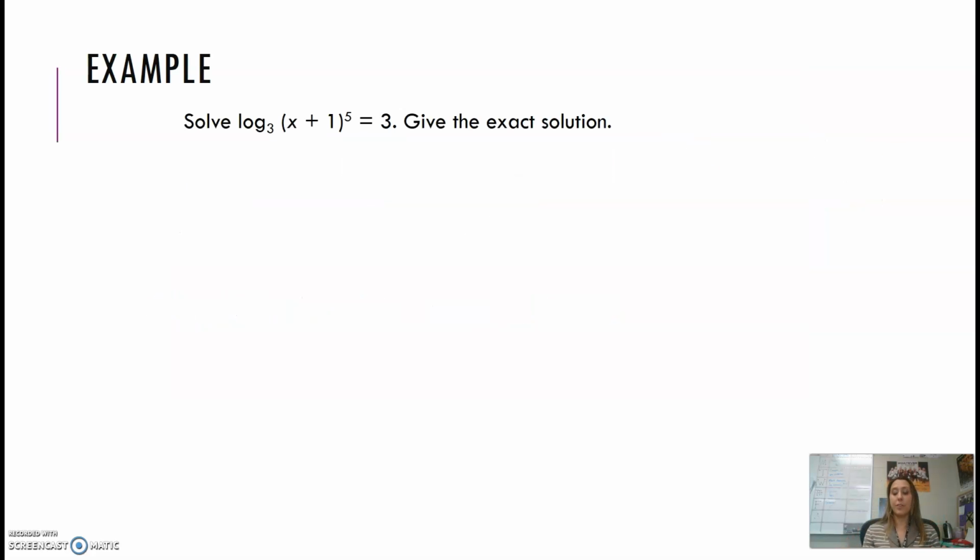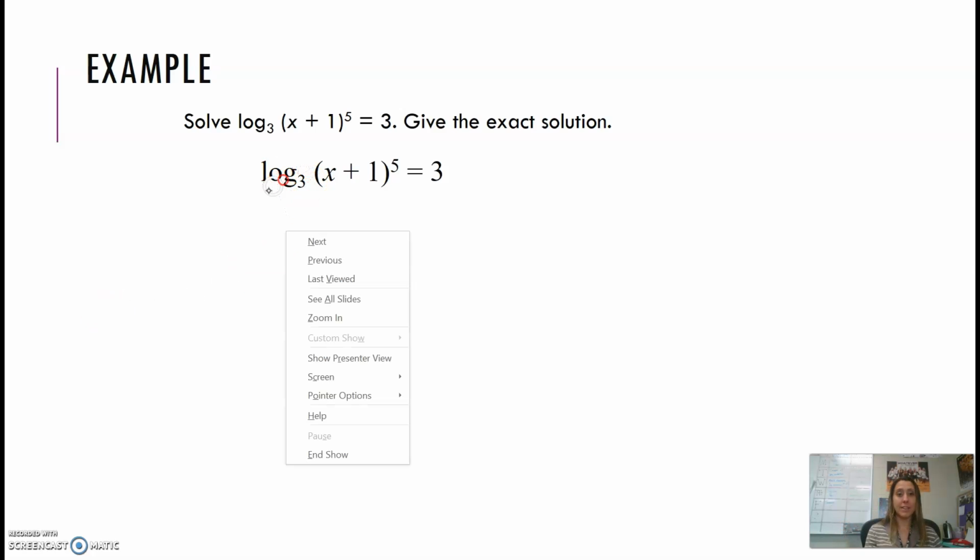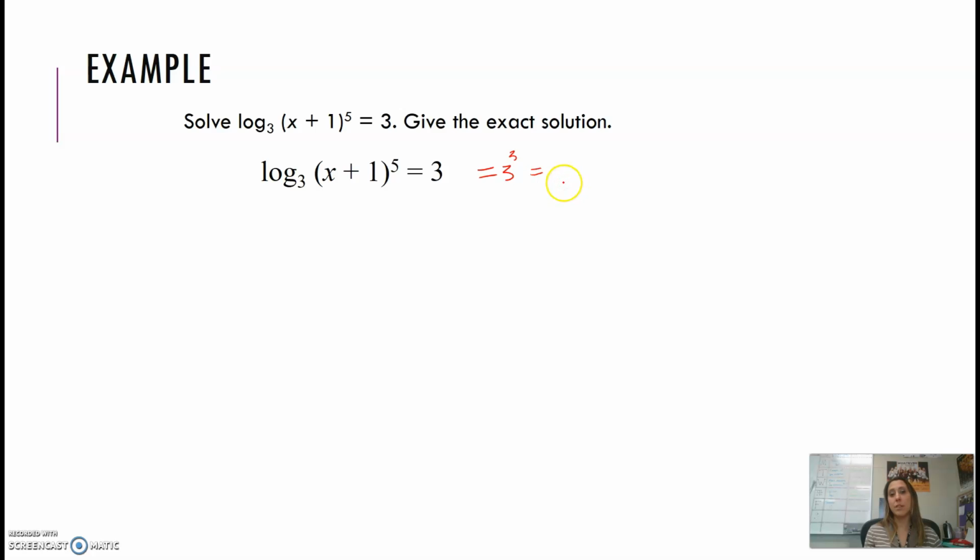Alright, so our first example is log base 3 of (x plus 1) to the 5th power is equal to 3. So we have one log already, so that means that we can rewrite that. My base is 3, my power is 3, and that is all going to equal (x plus 1) to the 5th power. So we have (x plus 1) to the 5th power is equal to 3 to the 3rd power. 3 to the 3rd power is 27.